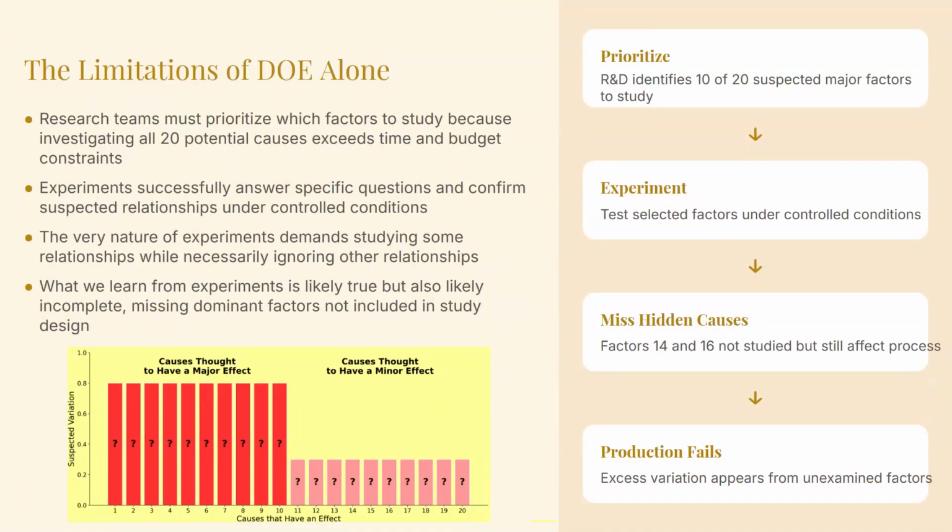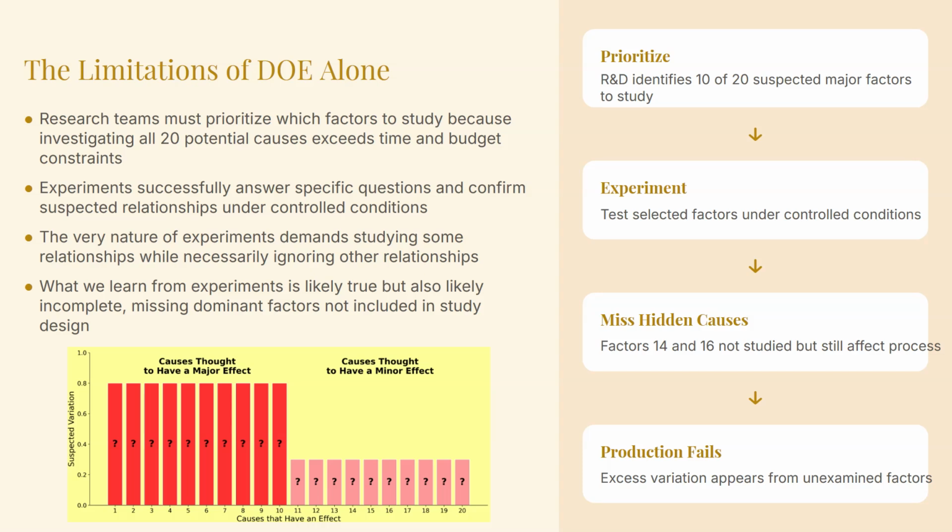Design of experiments, or DOE, has its limitations. Research and development teams often prioritize which factors to study, as investigating all suspected causes can exceed time and budget constraints. Experiments answer specific questions and confirm relationships under controlled conditions, but they inevitably ignore some relationships.